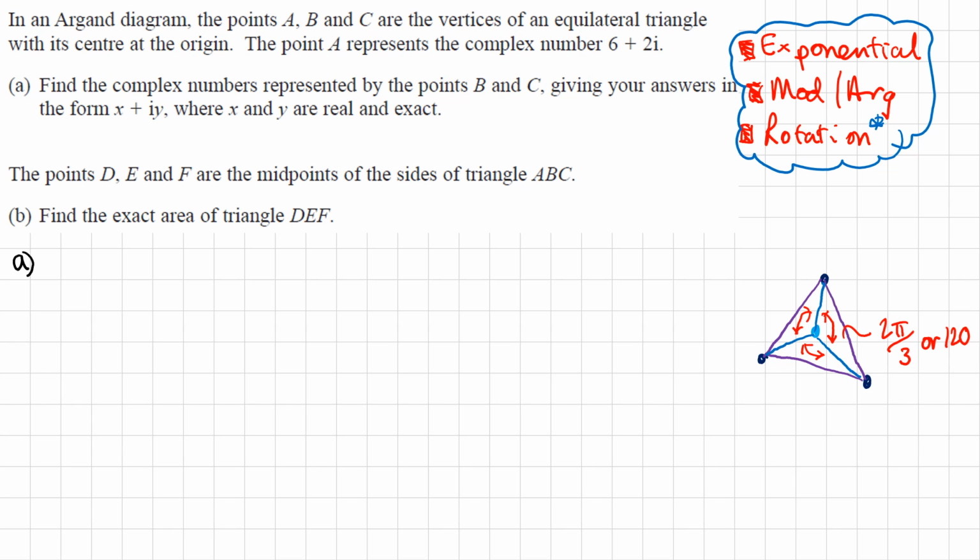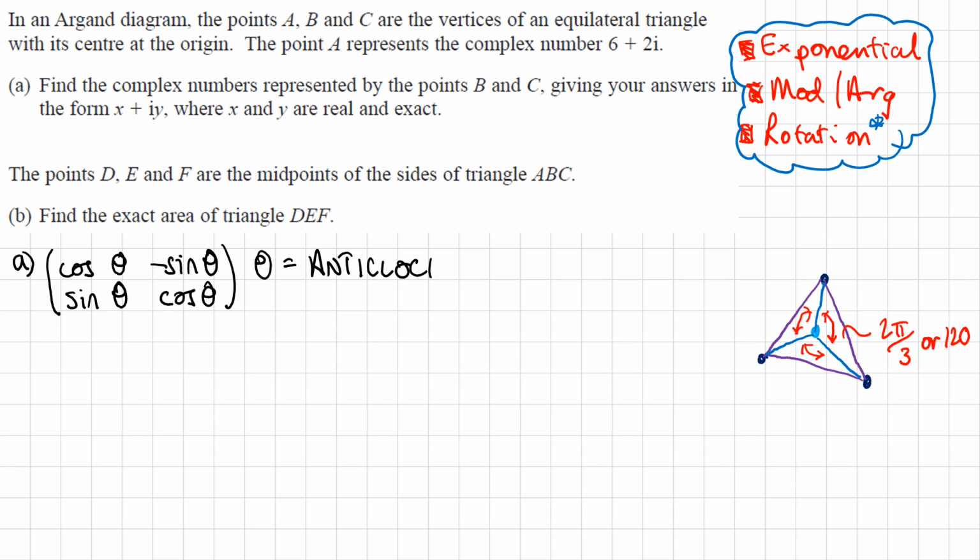So let's write down what the rotation matrix is. It's cos theta, minus sine theta, sine theta, cos theta, and we just need to remember that theta is the angle of rotation and it's the anti-clockwise angle of rotation. So we just need to be aware of that. Okay, so I'm going to take my point (6, 2) and rotate it by 2 pi over 3 anti-clockwise. I could also do 2 pi over 3 clockwise, but I'd need to change the angle.